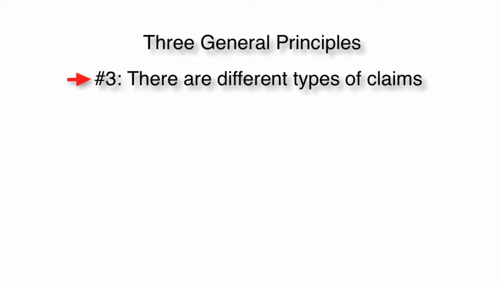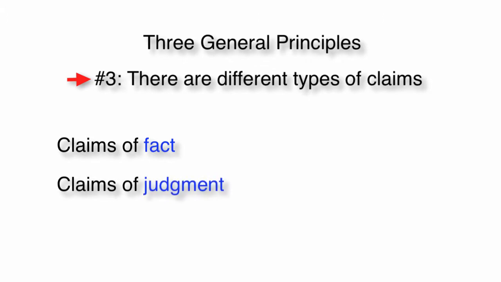Beyond the matter of being explicit or implied, claims can be claims of fact. For example, there are fewer farmers today than in 1990. Claims of judgment, for example, farming is a heroic job. Or claims of policy, for example, the IRS should give a tax credit to farmers to encourage more Americans to choose farming as a career.